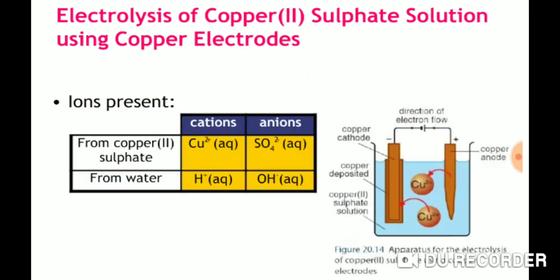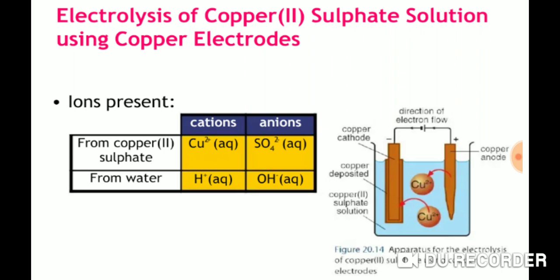So again we can see here the process of electrolysis of copper sulfate. You can see here copper at the anode. You can see the size of the electrode. The copper at the anode gets dissolved in the solution, whereas the copper cathode's size increases, it gains mass. This process is the electrolysis of copper sulfate using copper electrodes.